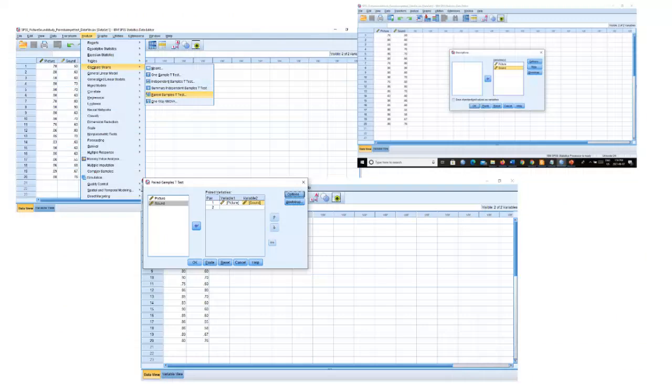And so what do you do after that? Well, you guys already went through the steps. You do analyze, and then you do compare means, and then you do paired sample t-tests. And then when the paired sample t-test comes up, you put in your picture and sound as the two variables. This would be the second screen, and this would be your last screen here, and this would be your first screen. So 1, 2, and then 3.